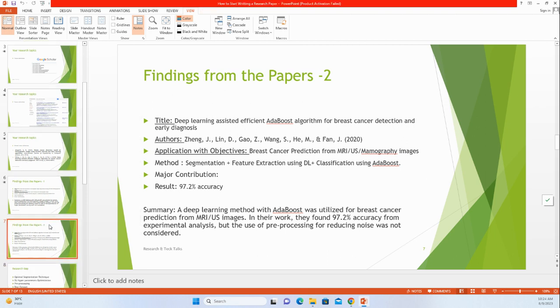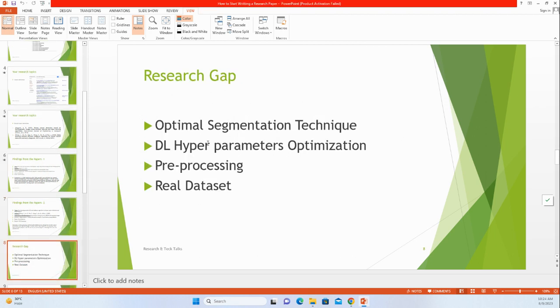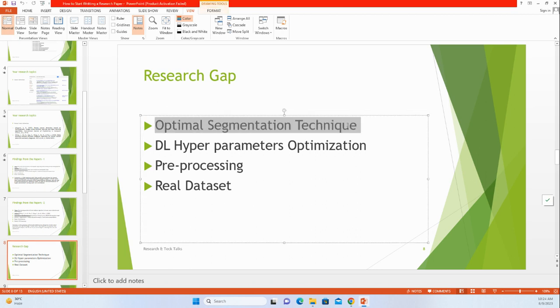So I can show you. From these two papers, the basic research gaps: one is the optimal segmentation technique, another is deep learning hyperparameter optimization, another is pre-processing, and a real data set. Since I read this very lightly, I found these four gaps.